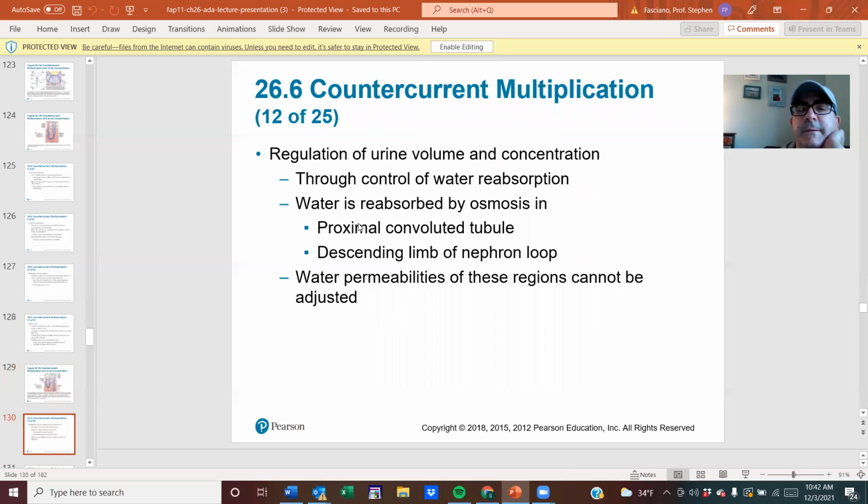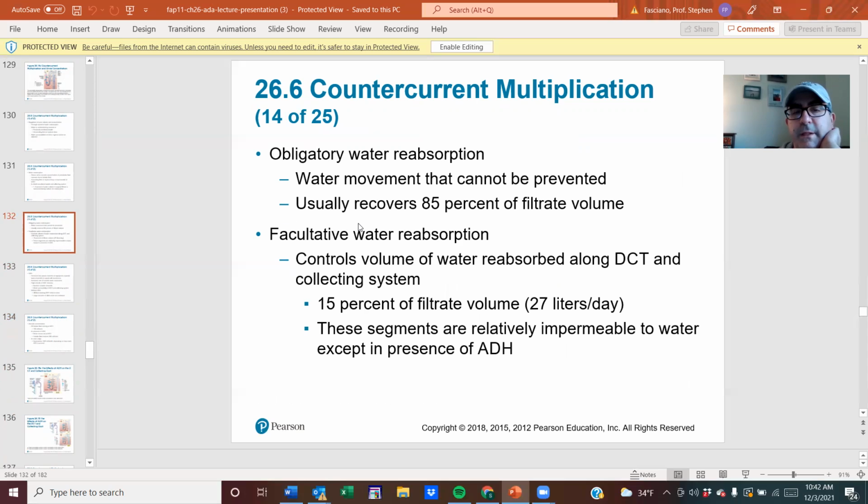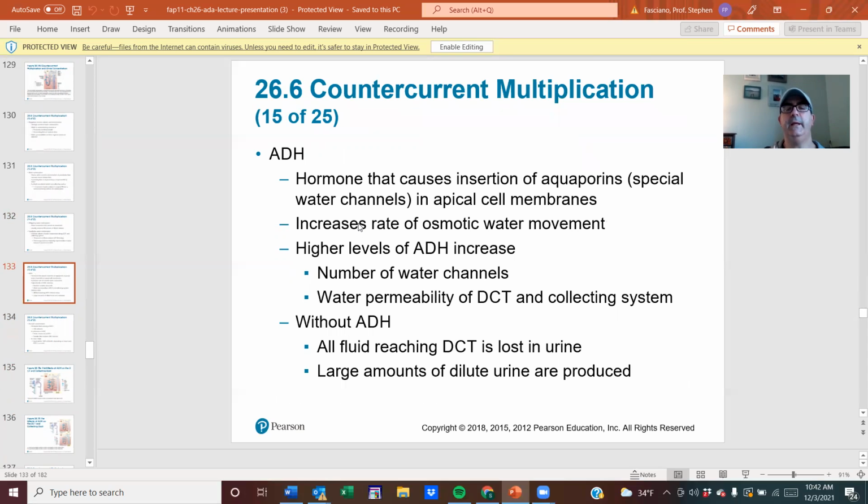This affects also how much water is reabsorbed and what the effect of ADH is. Okay, so ADH is the hormone that causes insertion of aquaporins into apical cell membranes. What ADH does is it increases the osmotic water movement. So without ADH, you're losing water, right? It's going into the urine. But with ADH, water can get out of the collecting duct and you end up retaining that water.